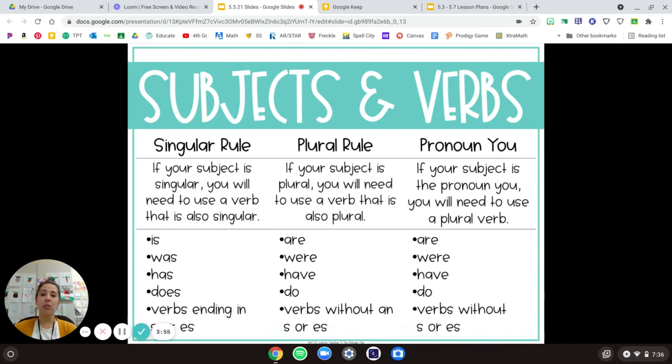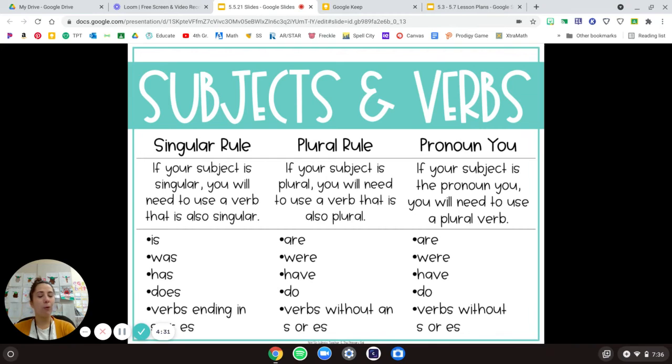So our singular rule, this might be a good one to write down in your notebook, okay? If your subject is singular, you'll need to use a verb that's also singular. Is, was, has, does, or verbs ending in S and ES. But the plural rule is if your subject is plural, you need to use a verb that is also plural, such as are, were, have, do, or verbs without an S or ES.